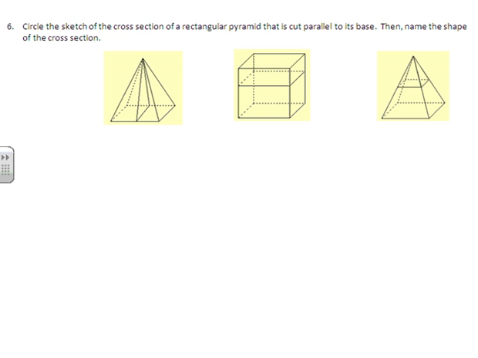Number 6, circle the sketch of the cross-section of a rectangular pyramid that is cut parallel to its base. Then name the shape of the cross-section. Right away, we want a rectangular pyramid, and the middle one is not a rectangular pyramid. The other two are possible. We want the one where the cross-section is parallel to the base.